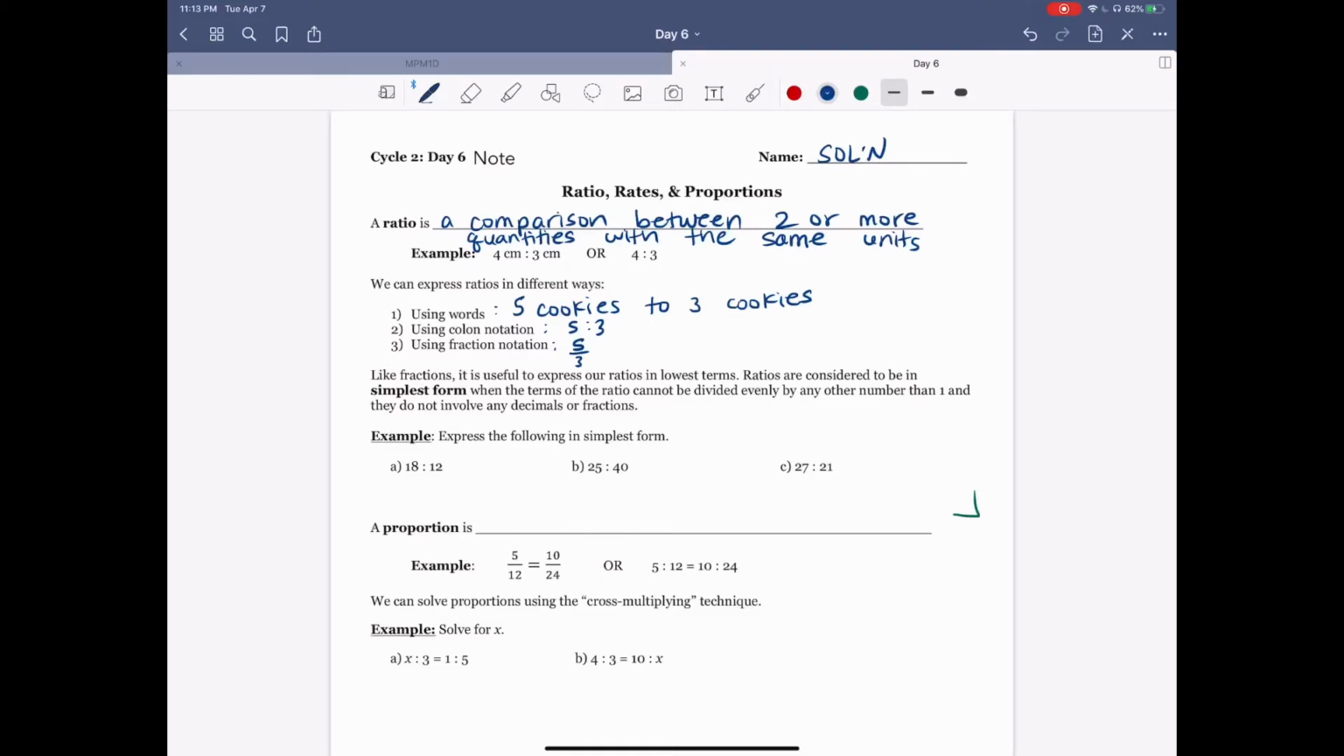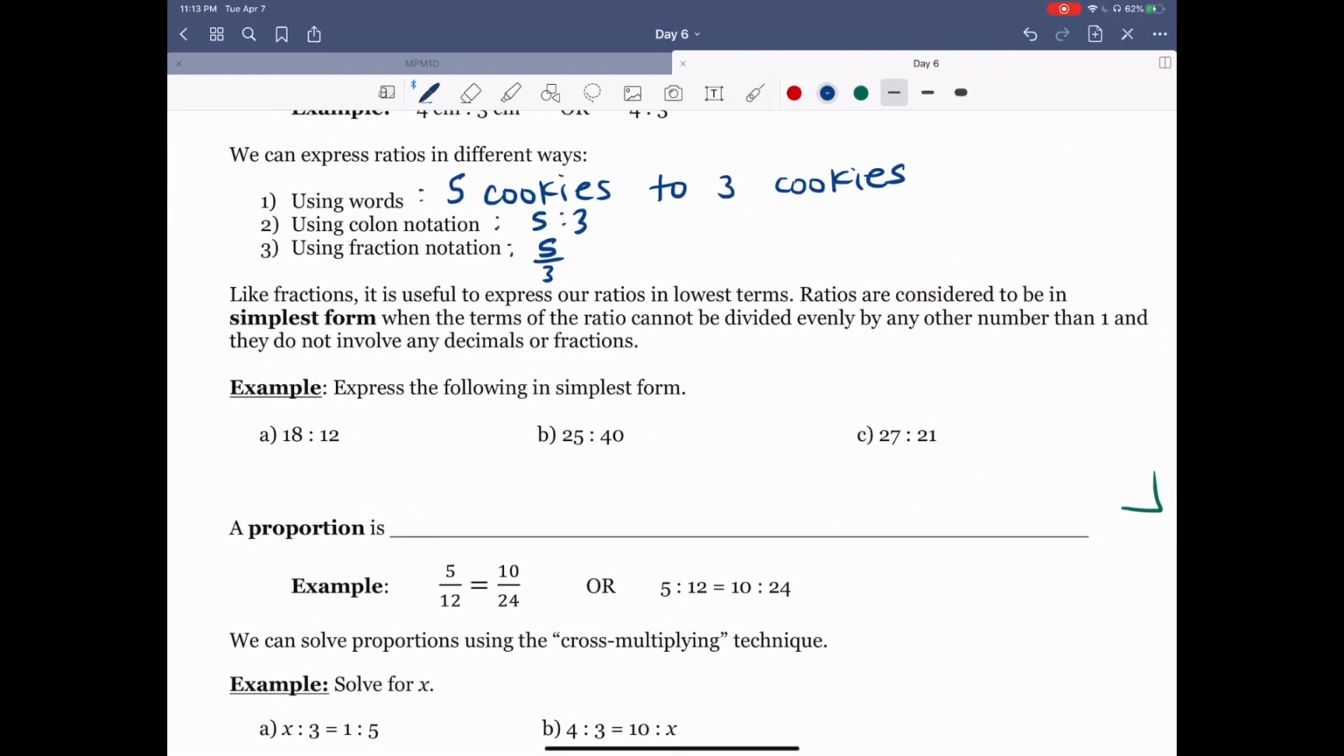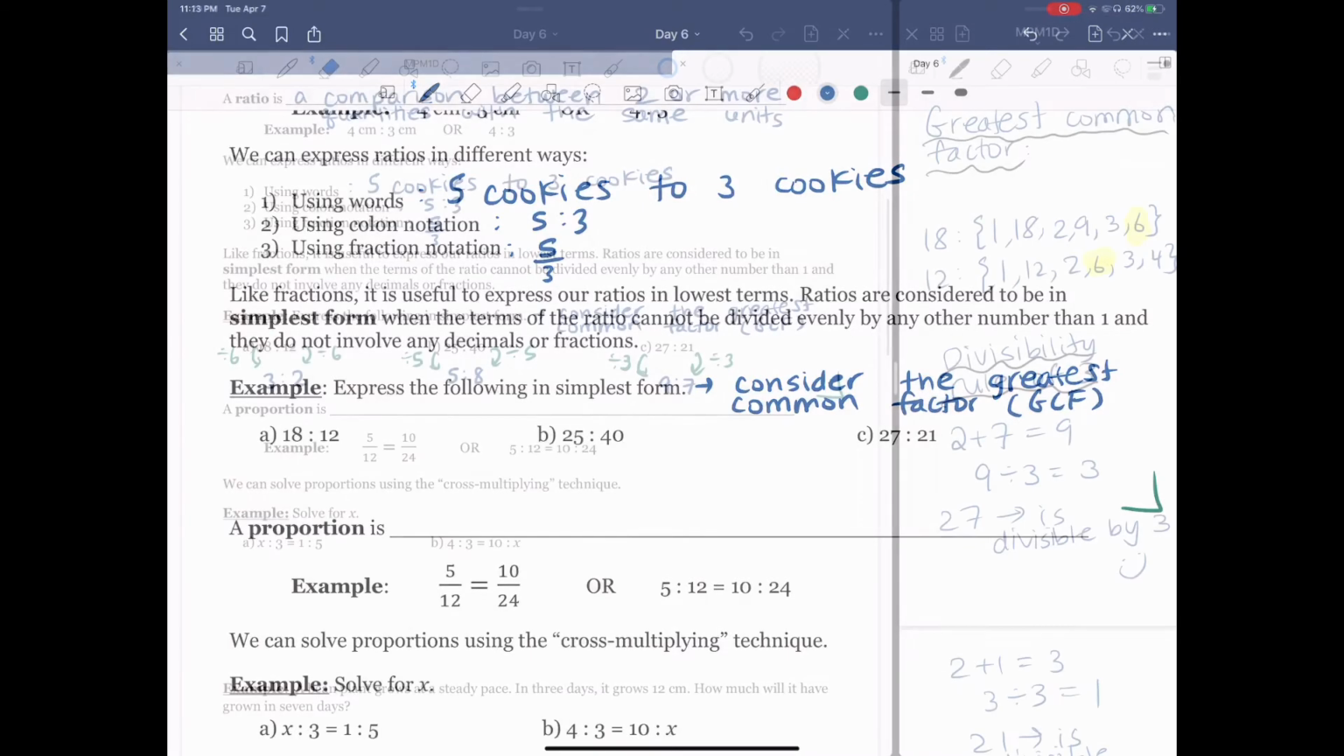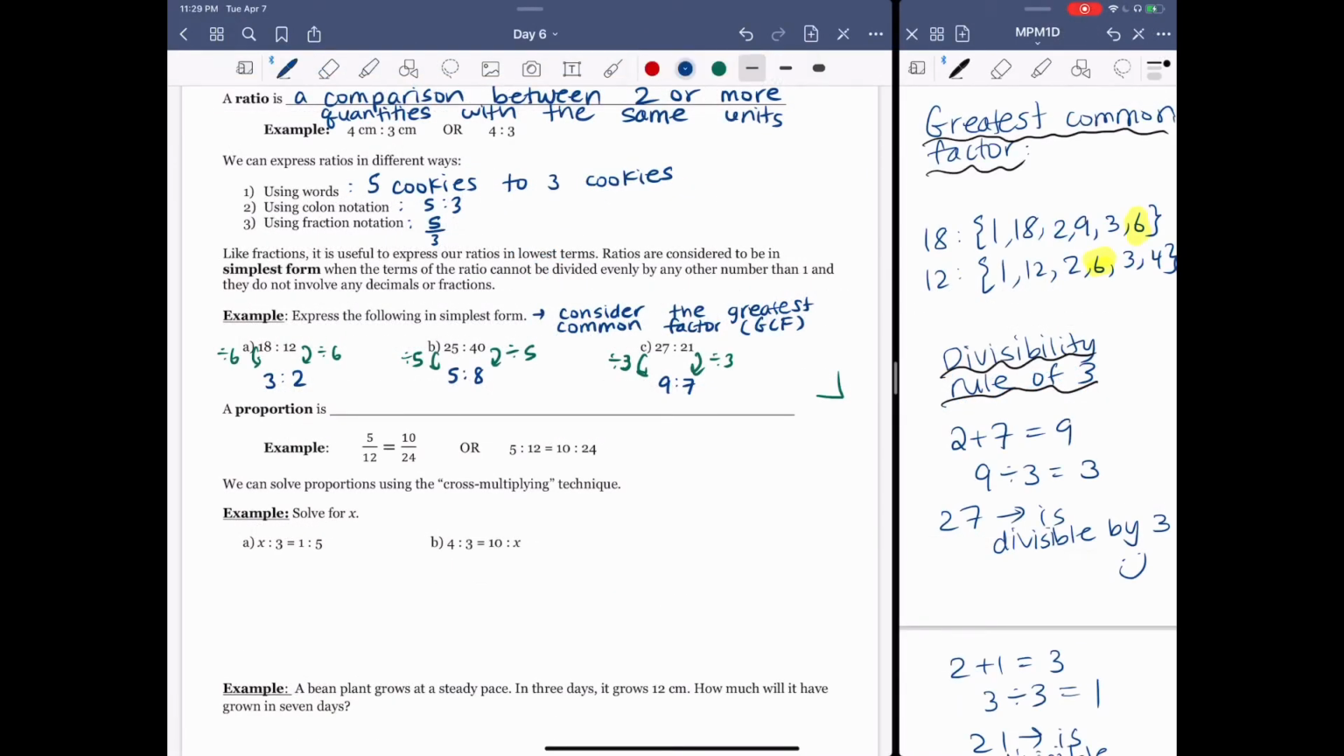So between 18 and 12, what is the greatest common factor that you can divide both by? So consider the greatest common factor, or GCF.